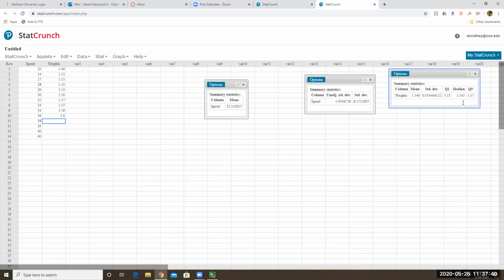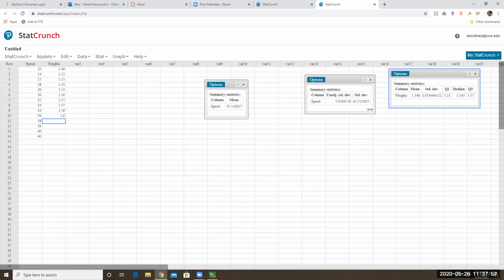So from now on, unless I tell you not to use StatCrunch, you're welcome to use StatCrunch to compute the quartiles. And that way I think your answers will match what the book has a little bit better. But anyway, that's how you do the quartiles, right?